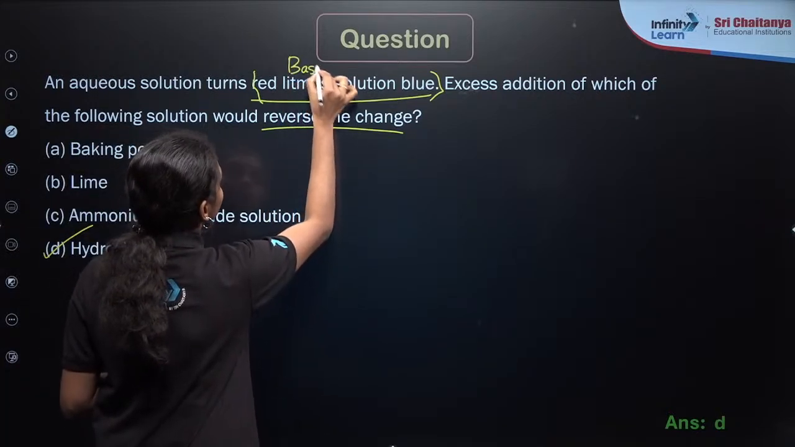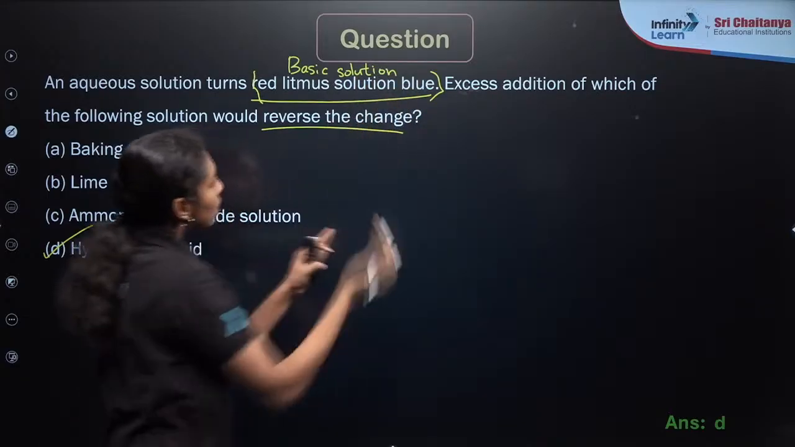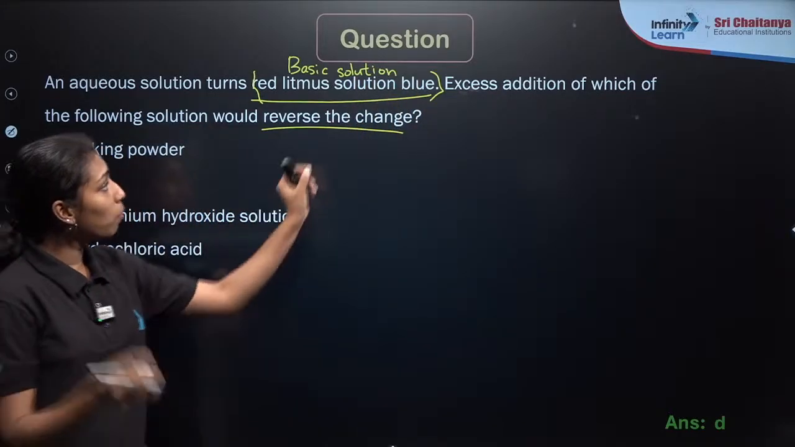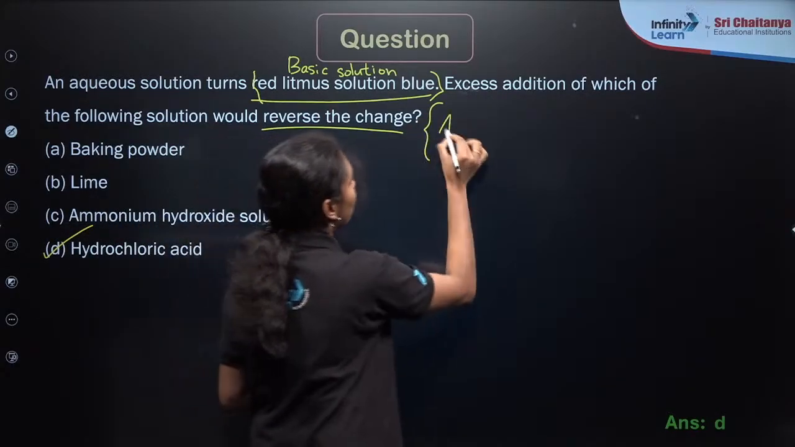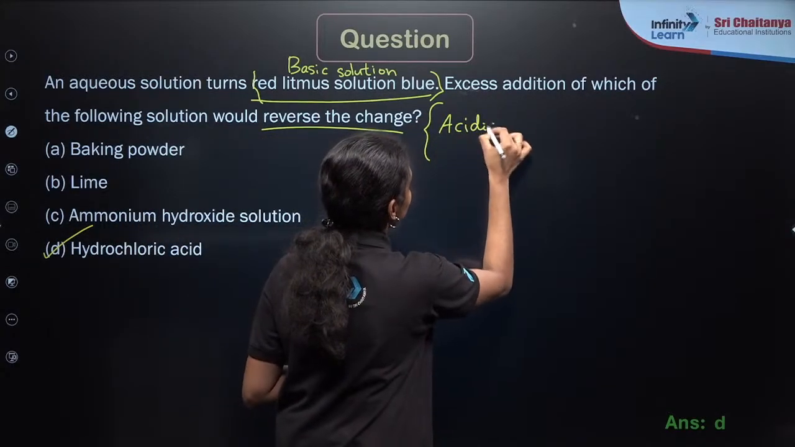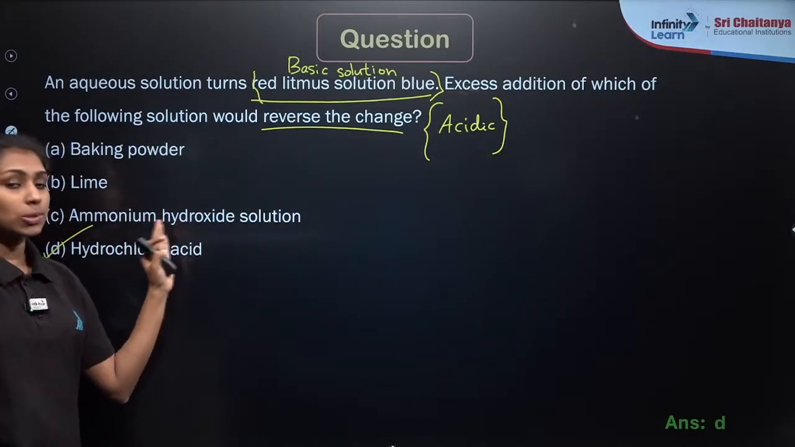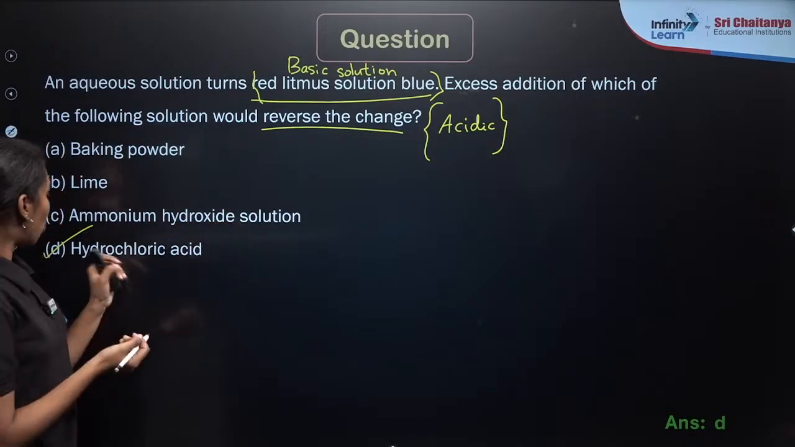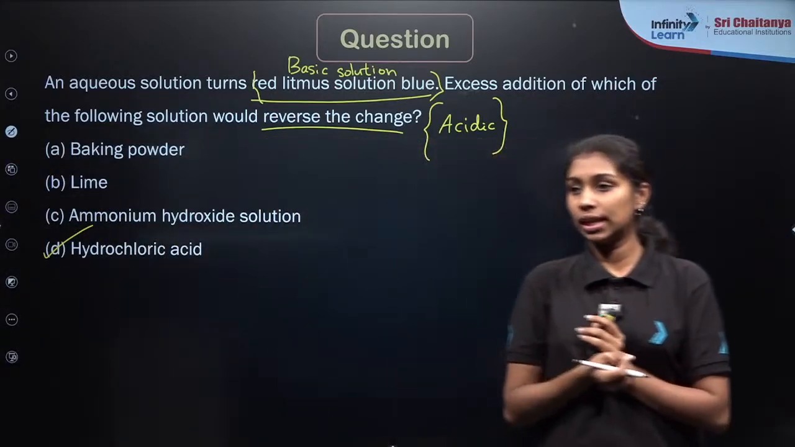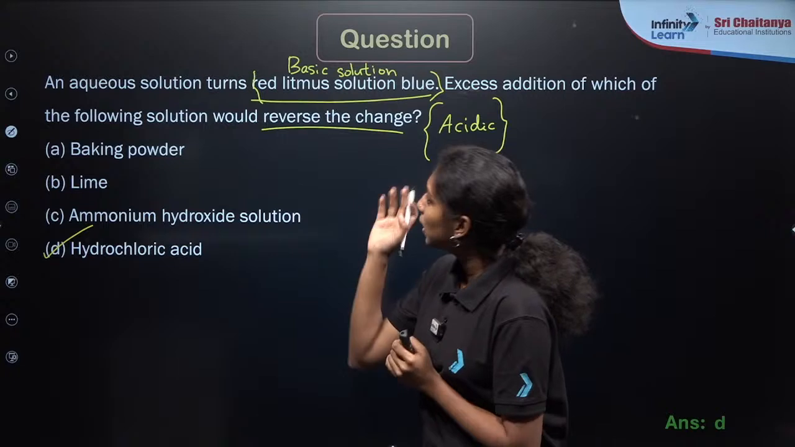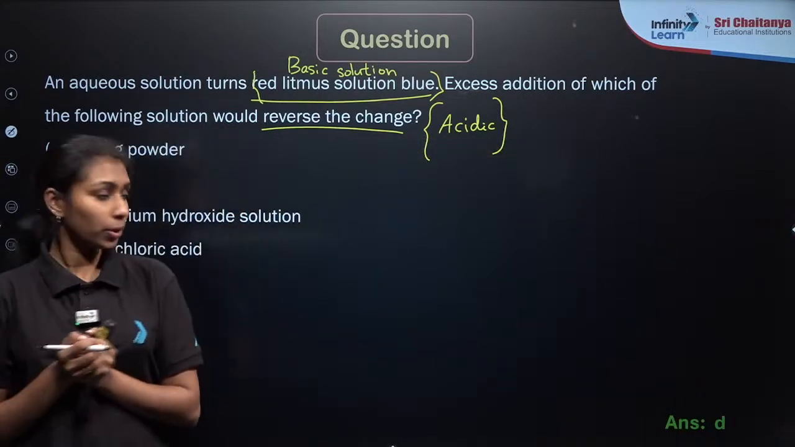So what is our question asking about? We need to reverse the change, which means that blue litmus turns to red. That happens with an acidic solution, right? It will happen in the case of an acid solution. So, among these, baking powder, lime and ammonium hydroxide solutions are basic only. So the only acid given in the options is hydrochloric acid. Is that clear? Yes, acid changes blue litmus to red. So option D will be the correct answer.